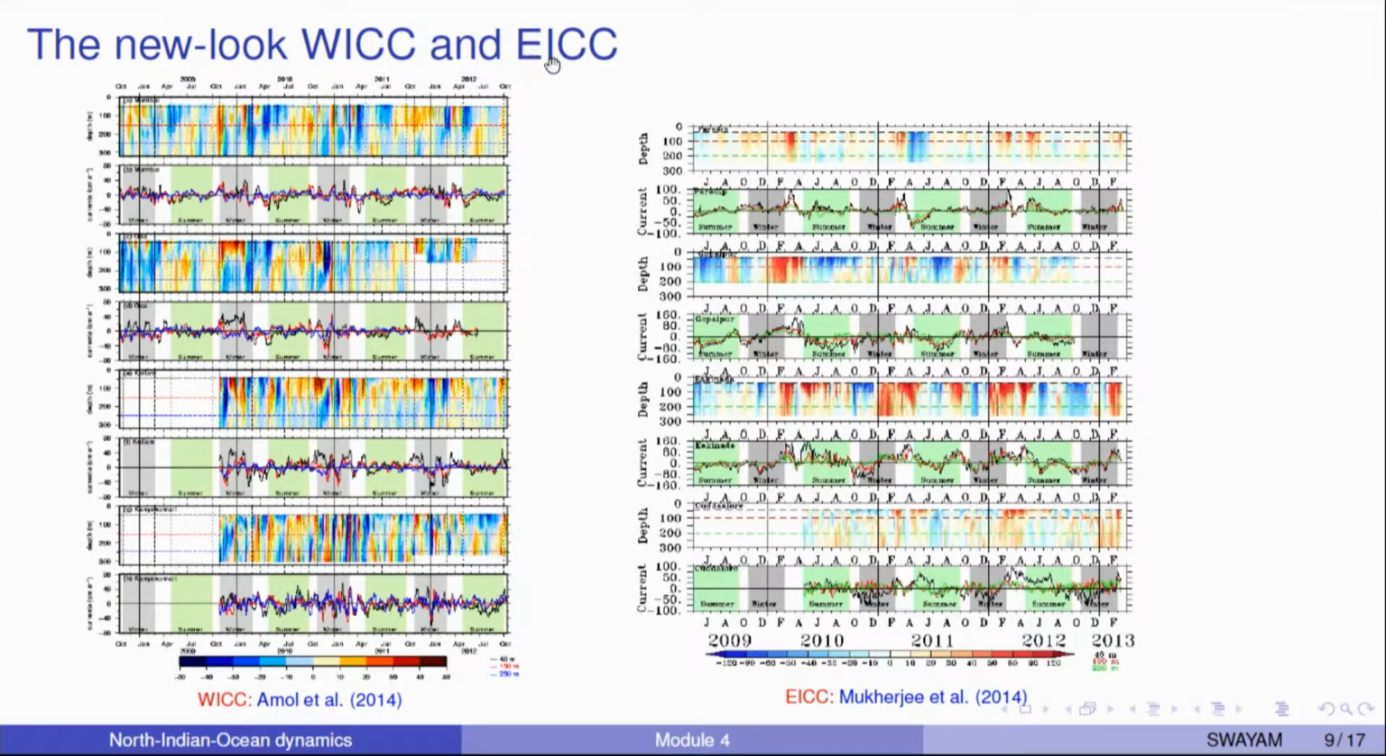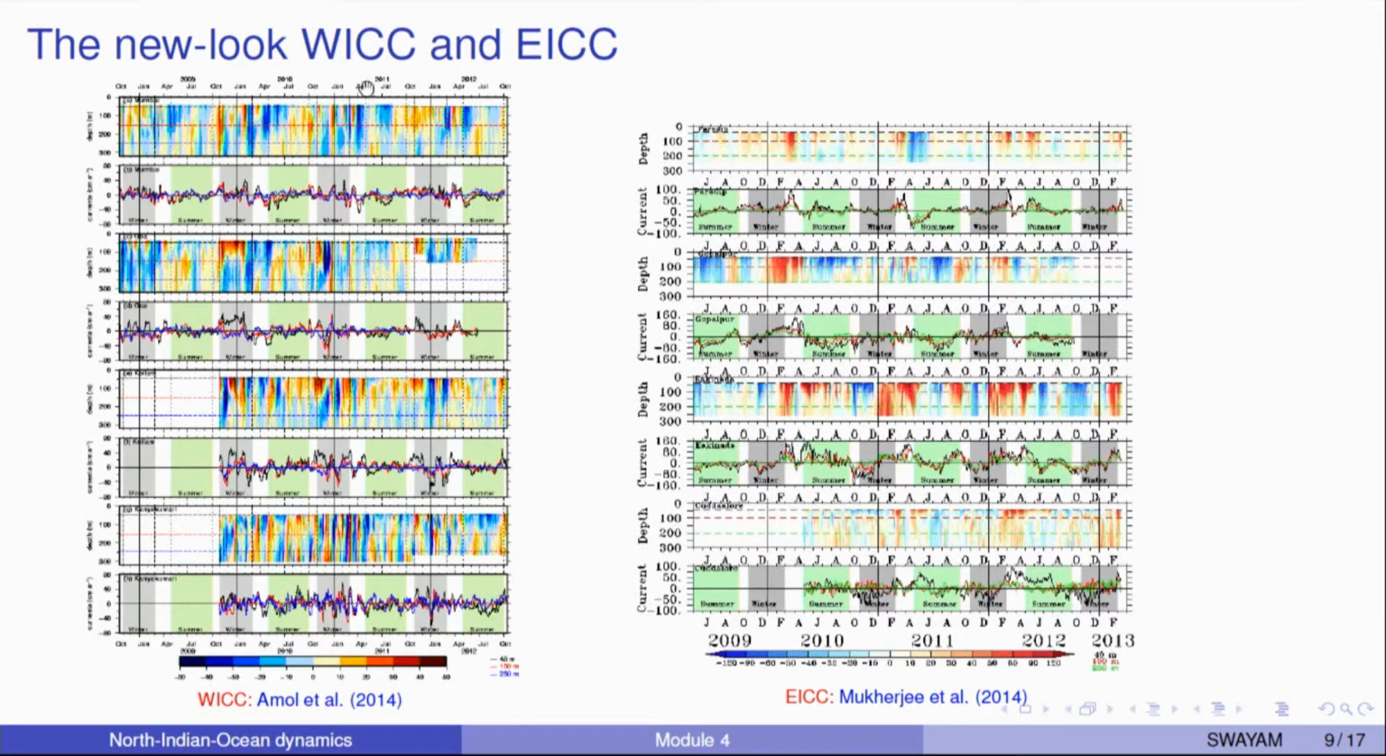So this is the new look West India Coastal Current and East India Coastal Current. This is 4 years of data for the WICC and a similar set for the East India Coastal Current. Now you must remember that before these moorings were deployed, the only direct current measurements we had of the west and east coast of India were for industrially sponsored projects, and they were typically for just a few days or at best a month. So these ADCP data present a hitherto unprecedented analysis of the variability that is inherent in the WICC and EICC.